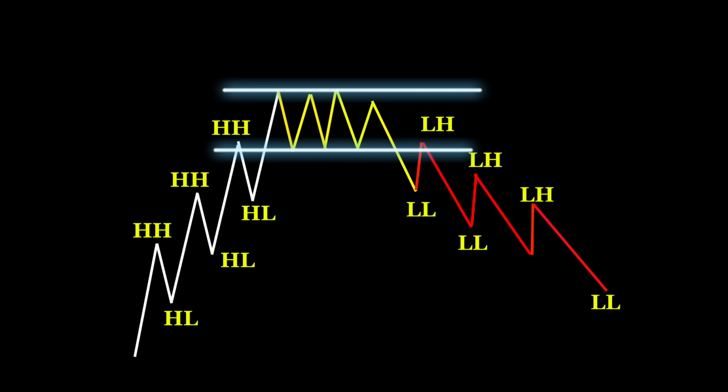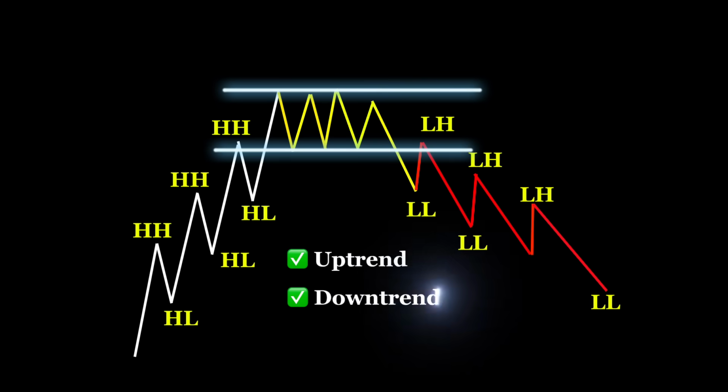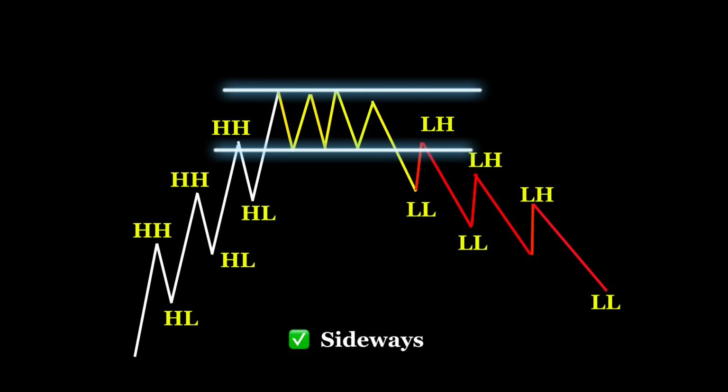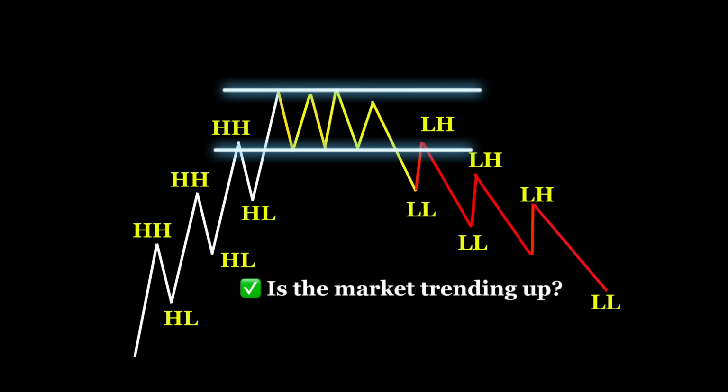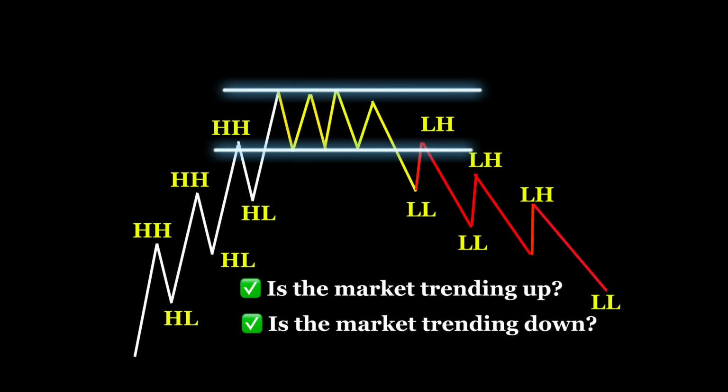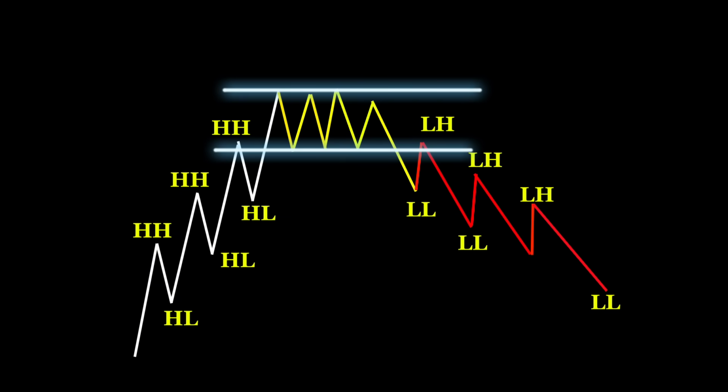Now that you understand the 3 market movements, uptrend, downtrend, and range, there's a simple checklist you should go through every time you open your chart. Ask yourself, is the market trending up? Is the market trending down? Is the market ranging? This is your foundation. If you get this wrong, every trade decision that follows will be based on the wrong context.